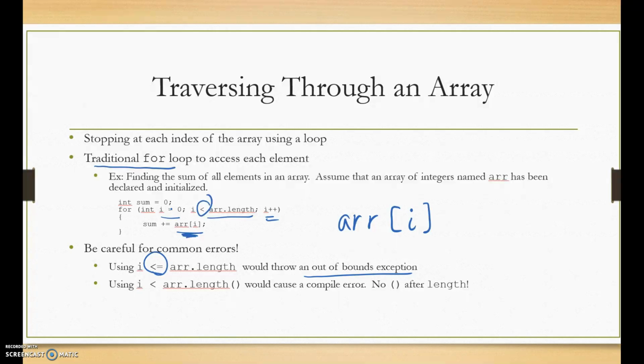Now, there are two common mistakes that people make when working through arrays. The first I already mentioned, which is using the less than or equal to. The second is putting the open-close parentheses after length. It's easy to confuse this because with strings, we say dot length() to get the length of the string, and that's because length is a method of the string class. In this scenario, length is a public instance variable for the array object, and that is why we can refer to it by just saying dot length. You will get an error otherwise.